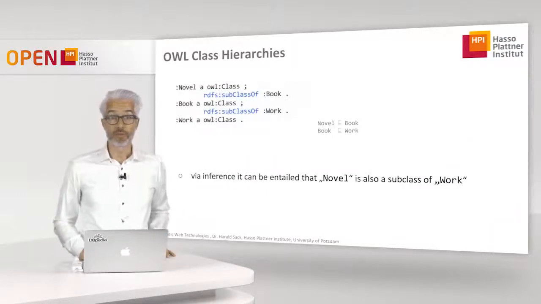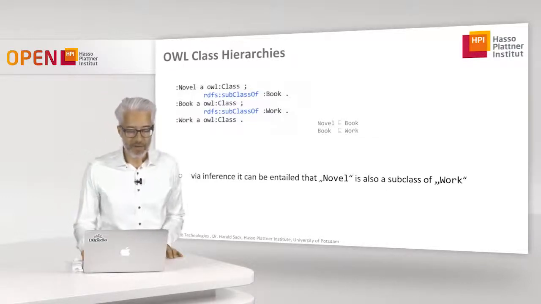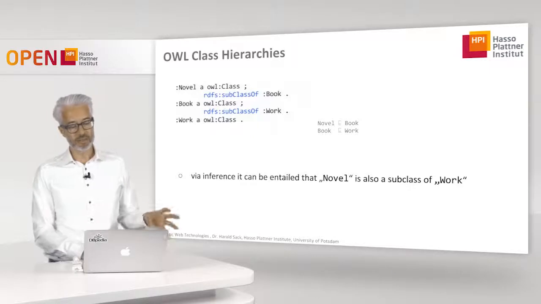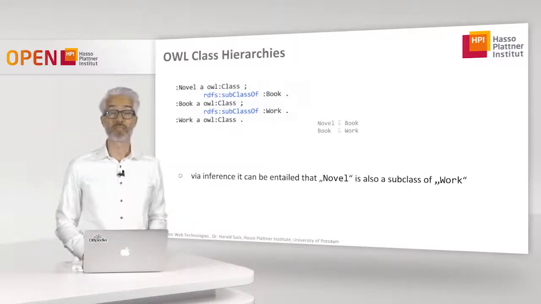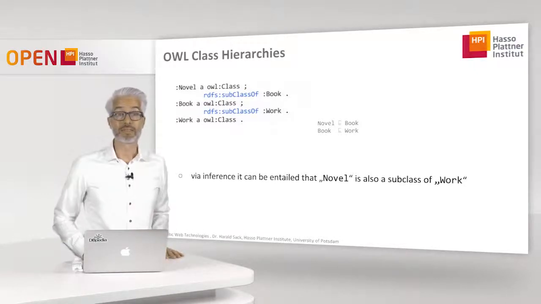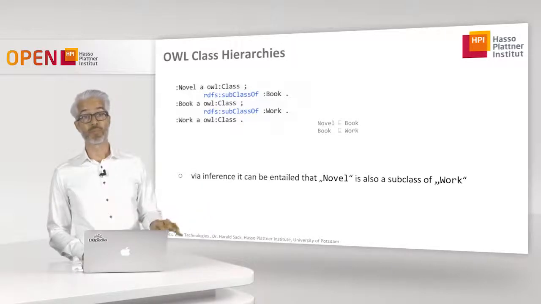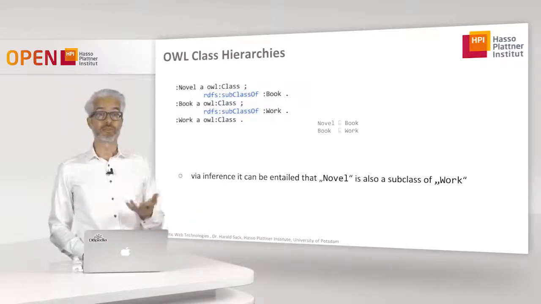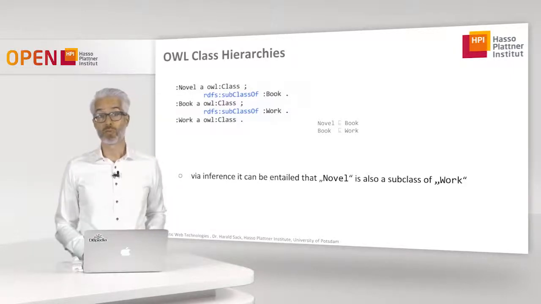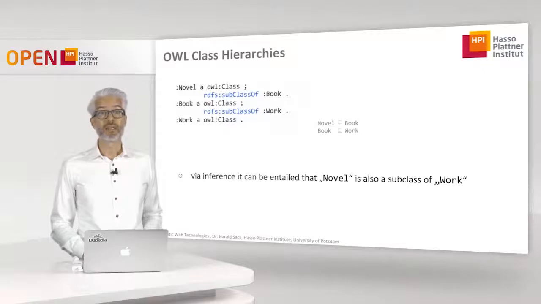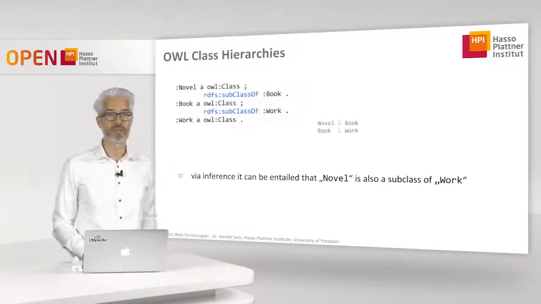Okay, what else can I do? Of course, I can define class hierarchies. So here, for example, I have a novel, which is an OWL class, and the novel should be a subclass of book. So the subclass relationships I express with the already existing RDFS vocabulary. So I can say novel is an RDFS subclass of book, and then I can say, of course, book is a class, but this is also implicitly given by the subclass relation I have here. And then I say book is a subclass of work. And work, of course, is also a class.